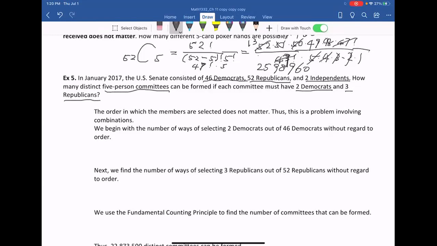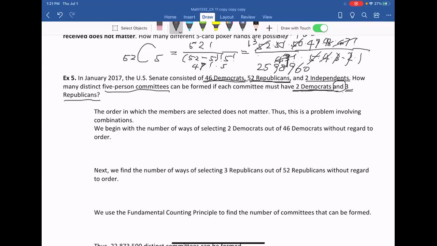So when we see "and" here, in this kind of question, "and" means multiply. So first, we find the 2 Democrats from 46 Democrats, and then 3 Republicans from 52 Republicans, and multiply them together. So when you see this kind of question, you must choose this r from this n and this r from this n. That means you multiply the combinations together.